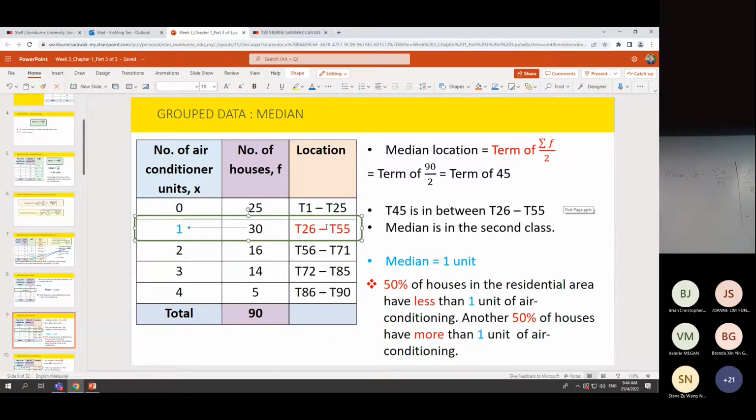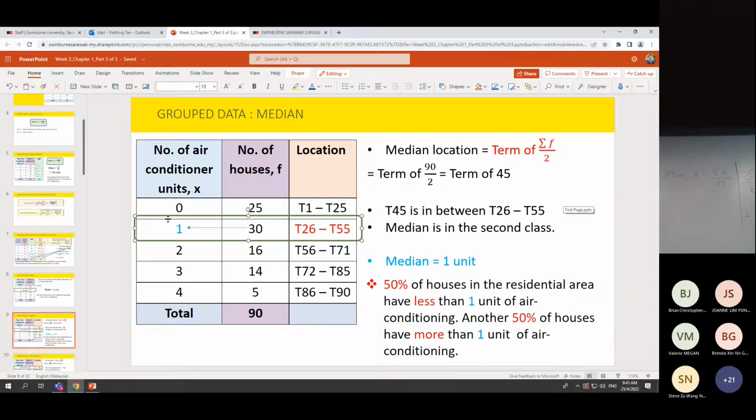If this is the median class, then what is the median value? The answer is 1. So many steps are involved in order to get the median value. I repeat: how to get the median value for group data? First, you need to build the location column. Then identify the term of median. Then identify the median class. Lastly, get the median value.